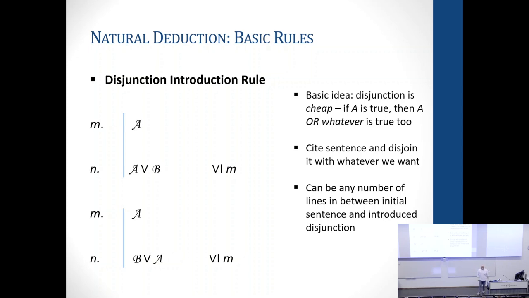Again, that's a rough way to get a grip on it, right? So if you have a sentence, you can stick on or whatever, any whatever, right? B can be any sentence you like. Disjunction introduction is easy because disjunctions are cheap. They're easy to make true. Disjunction elimination is hard because disjunctions are cheap and they're easy to make true.